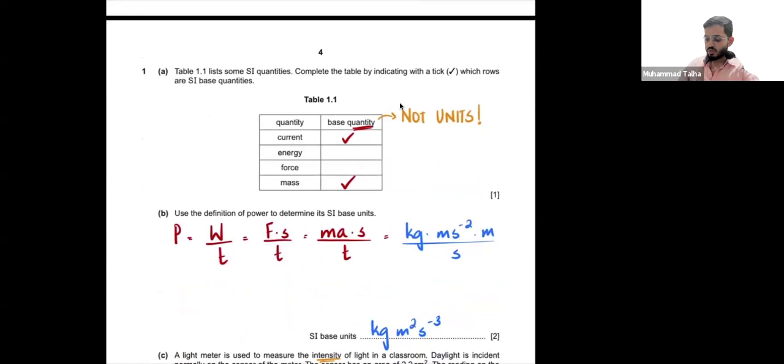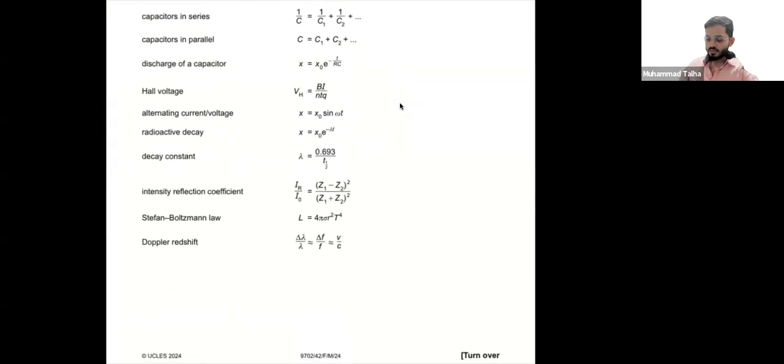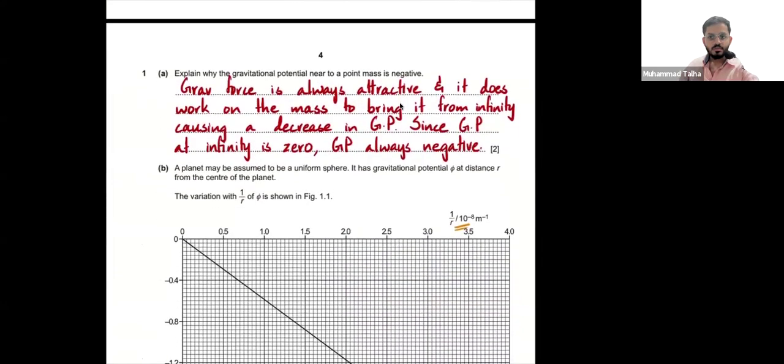All right, so we need to go to A2. So that starts from here. All right. Question number 1. Explain why the gravitational potential near to a point mass is negative. Again, if you have been practicing a lot of papers, if you have a good grip on your chapters, you know this is not the first time we have a question like this. Why is gravitational potential negative?